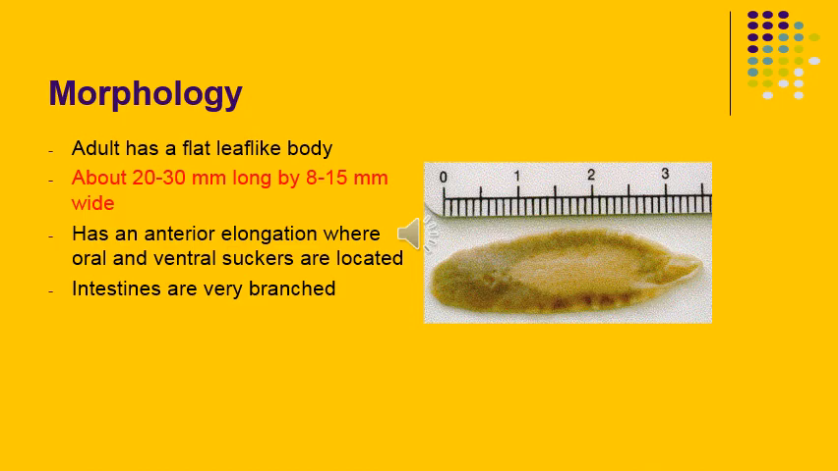The morphology of this worm is very important. The adult has a flat, leaf-like body. The size is about 20 to 30 millimeters long by 8 to 15 millimeters wide. It has an anterior elongation, which we call the cephalic cone, with oral and ventral suckers, which are located in the body. The intestines are very branched.